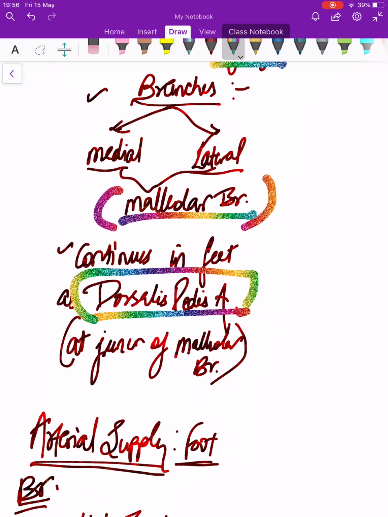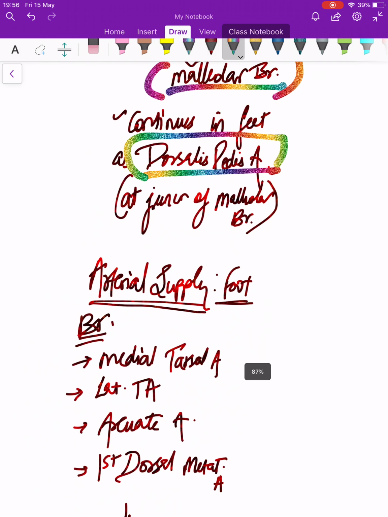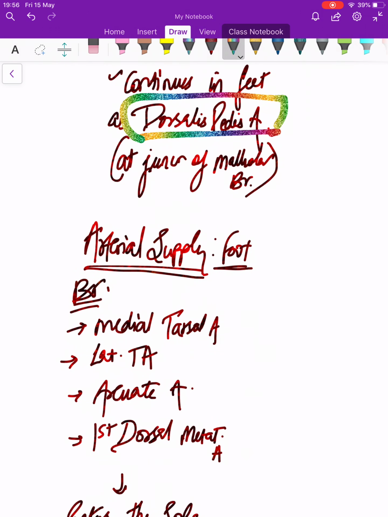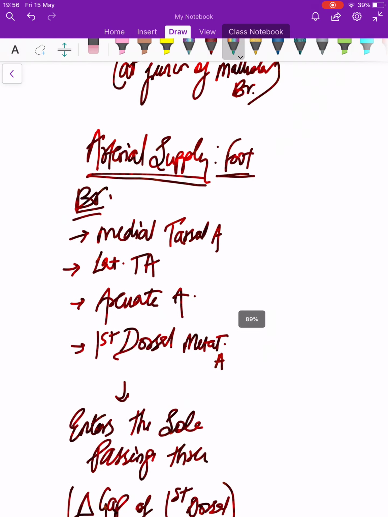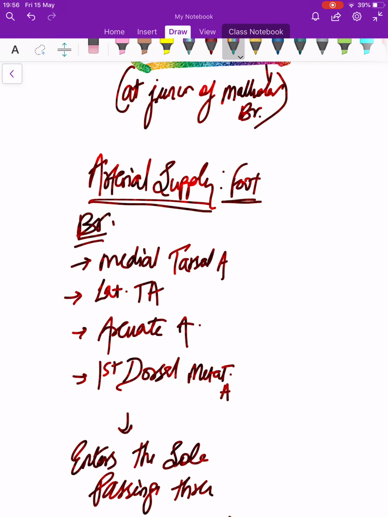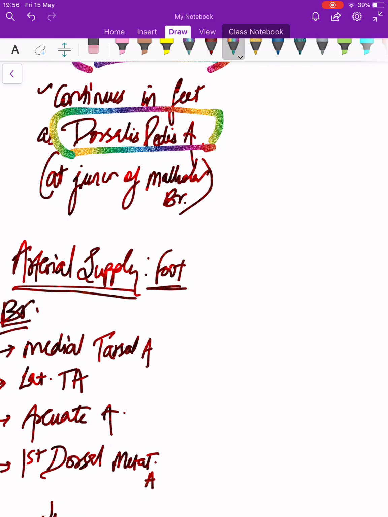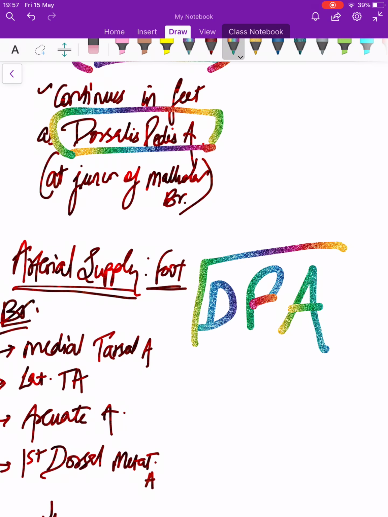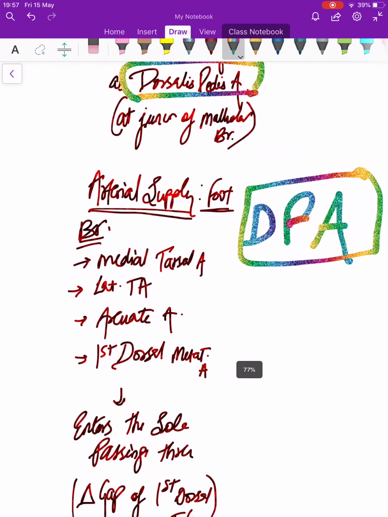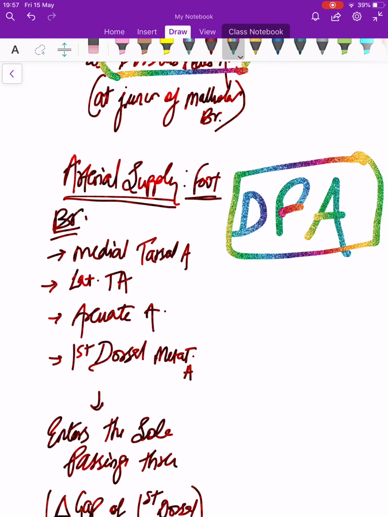ठीक है, पोस्टीरियर वाली तो मीडियल और लेटरल प्लांटर में डिवाइड हो रही थी, ये एंटीरियर वाली डोर्सालिस पेडिस आर्टरी एट द जंक्शन ऑफ द मेल्यूलर ब्रांचेस. फाइन. सो now we will talk about arterial supply of the foot. ठीक है, so arterial supply of the foot is by dorsalis pedis artery, which is a branch of anterior tibial artery, which is a branch of popliteal artery, which is a branch of the femoral artery.